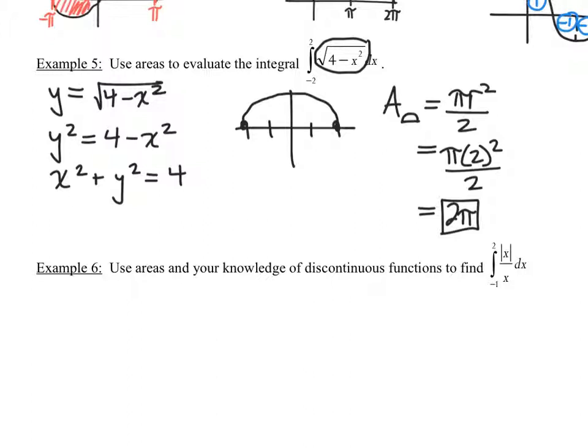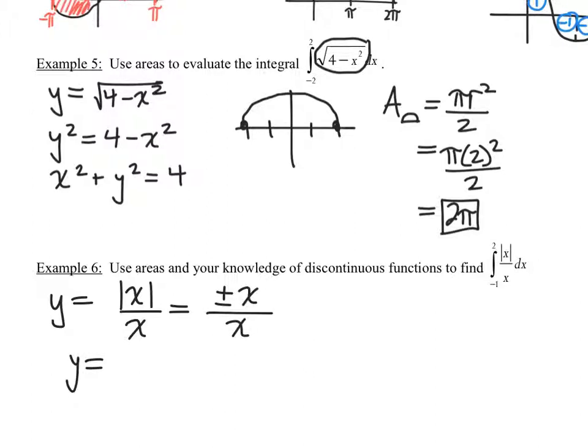Now, number 6, a little bit of a different story here. Not quite as recognizable, at least in its current form. But if we rewrite the function, the absolute value of x over x, the absolute value of x could be rewritten as plus or minus x. Plus or minus x divided by x would be equal to plus or minus 1.